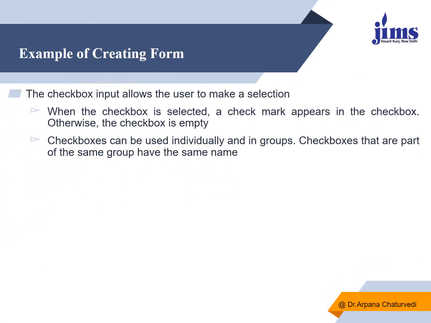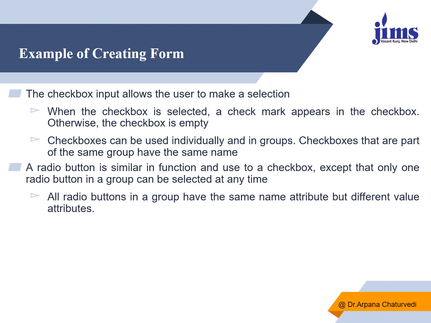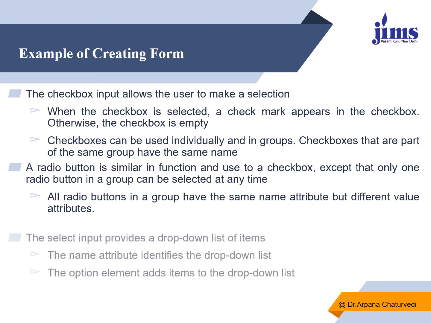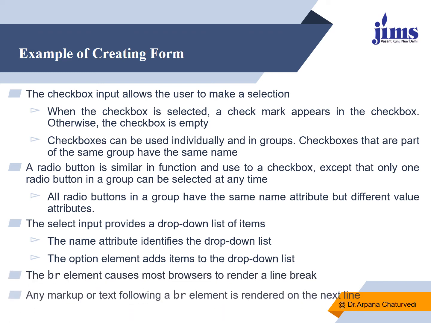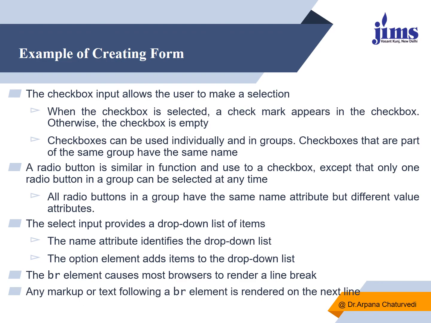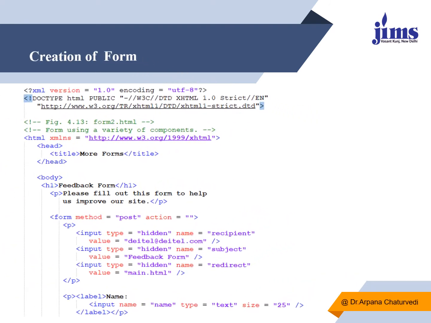So this is again one more form we will be looking at, which will have check boxes. With check boxes, a user can select any number of options. With radio buttons, the user can select only one option at a time. There is a select input also, which creates a drop down list. The BR element also, which creates a line break. So in this, the form.